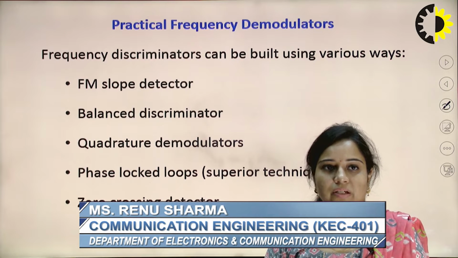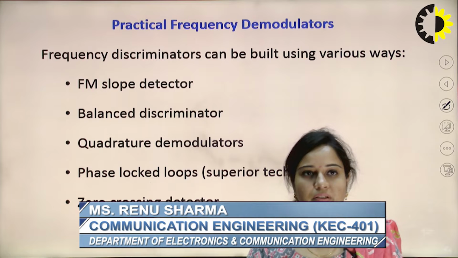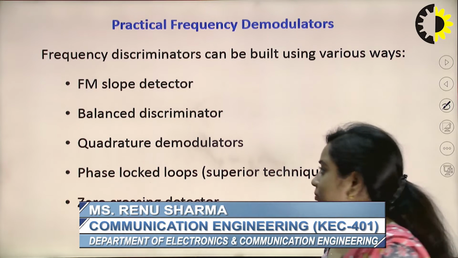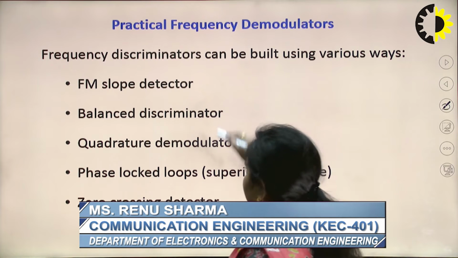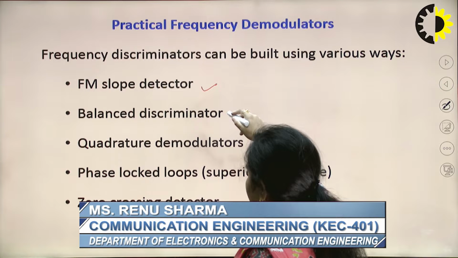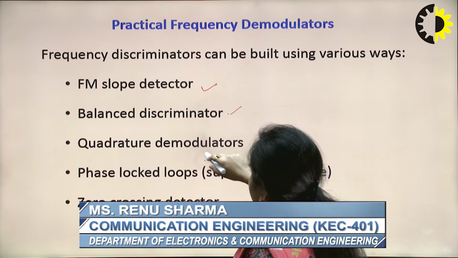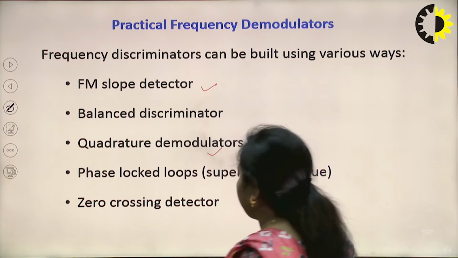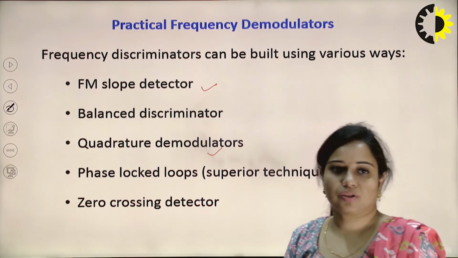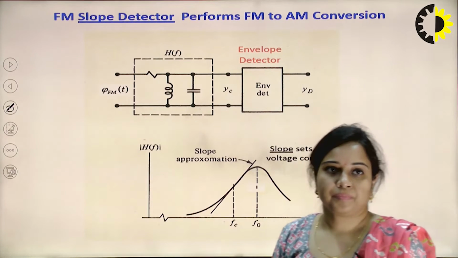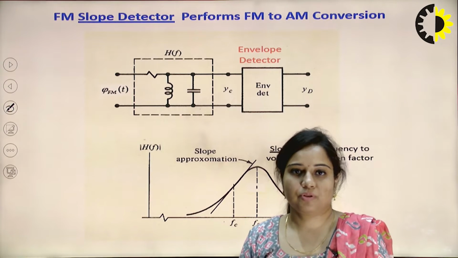So, there are different types of practical FM demodulators that can be built in various ways. The first one is the FM Slope Detector, then the FM Balance Discriminator, the Quadrature Demodulator, and the PLL, that is the phase lock loop, which is a very famous kind of FM demodulator. The next one is the zero crossing detector. First, we will see the FM slope detector.